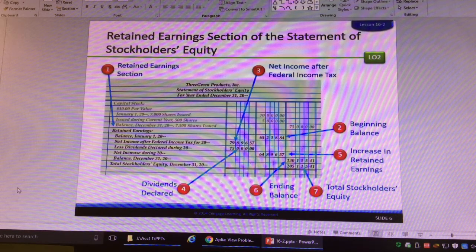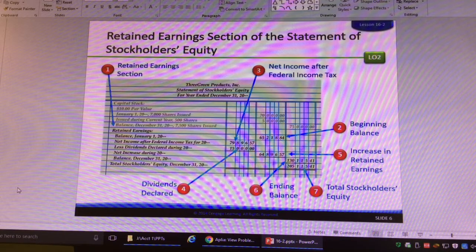Next is the retained earnings section, which shows how much money the company has made. Then we write the beginning balance of retained earnings. On 3, we write the net income after federal income taxes. On 4, we write the amount of the dividends, and this comes from the adjusted trial balance. On 5, we subtract the dividends from the net income after income taxes. This calculates the increase in retained earnings.